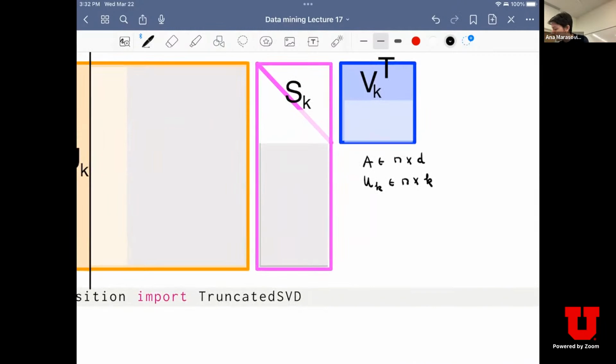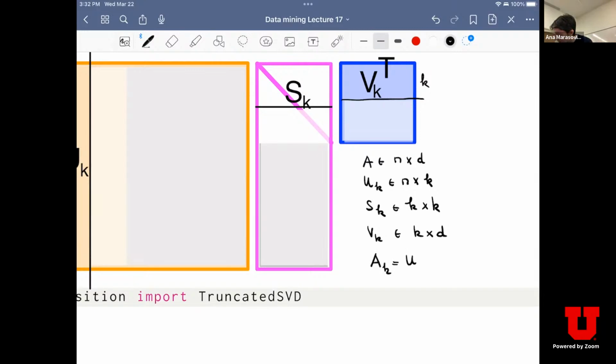Then from our matrix S of singular values, we are going to take only the first k, so our matrix S_k is going to be of size k times k. And from our matrix V transpose, we are going to take only the first k rows, so we are going to have V_k of size k times d. The original matrix V was a d times d matrix.